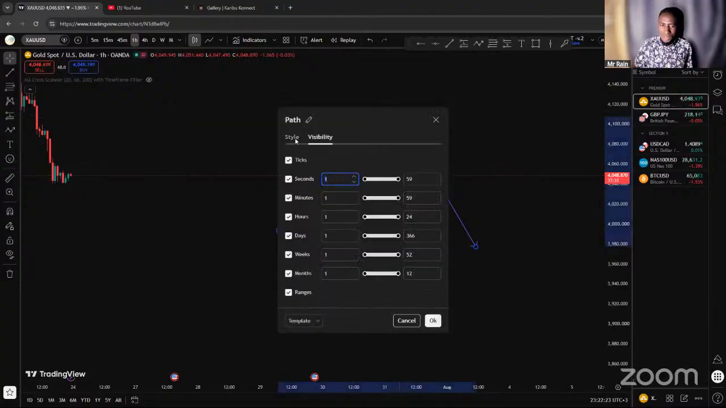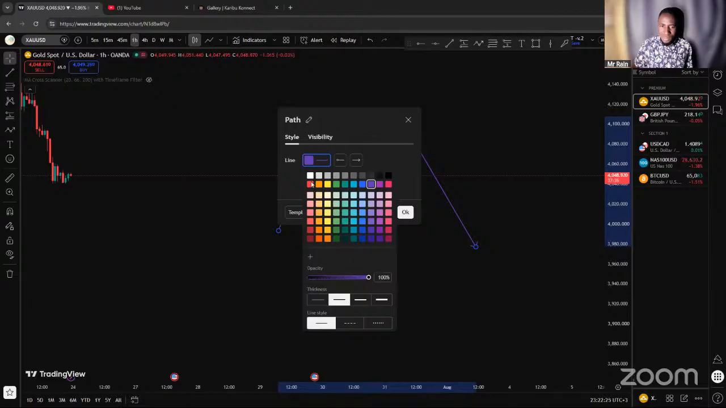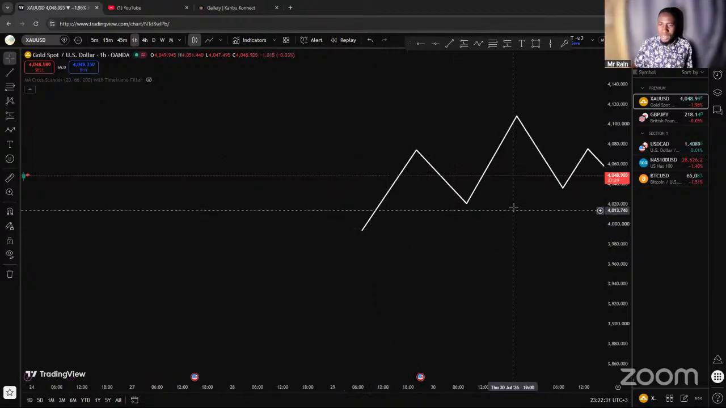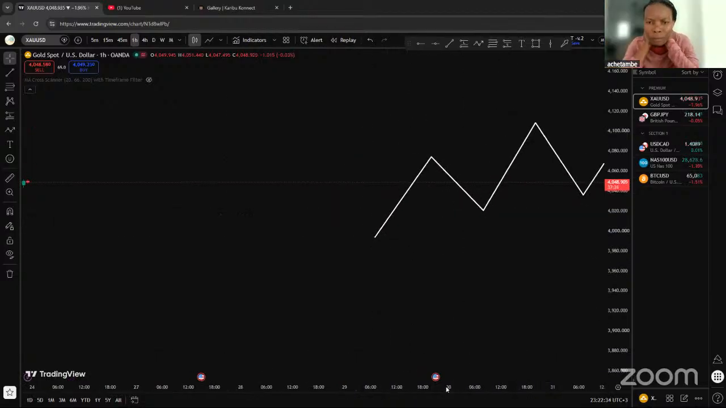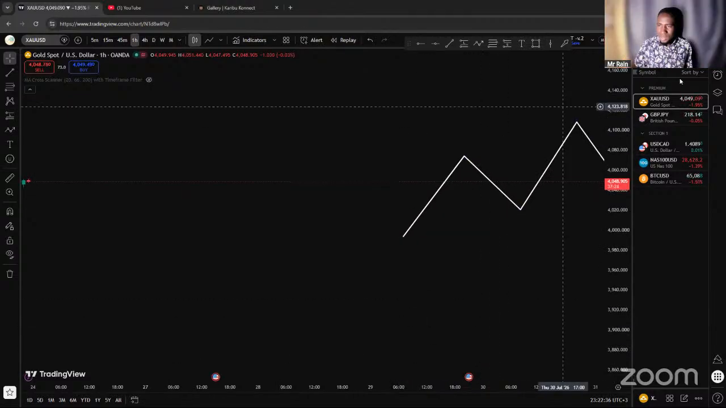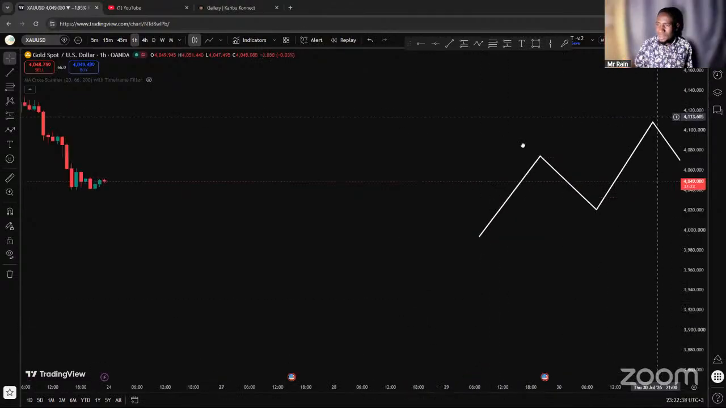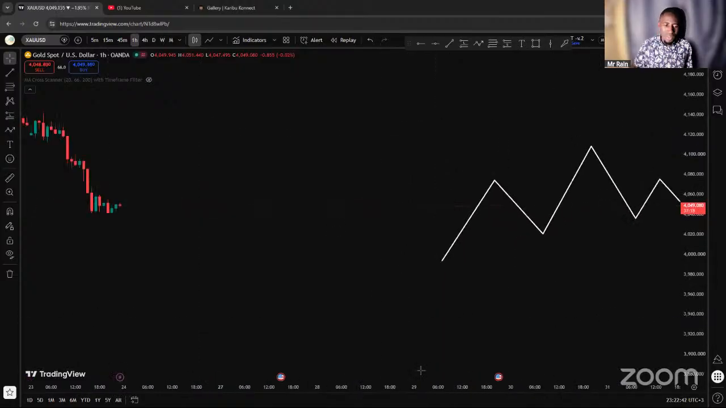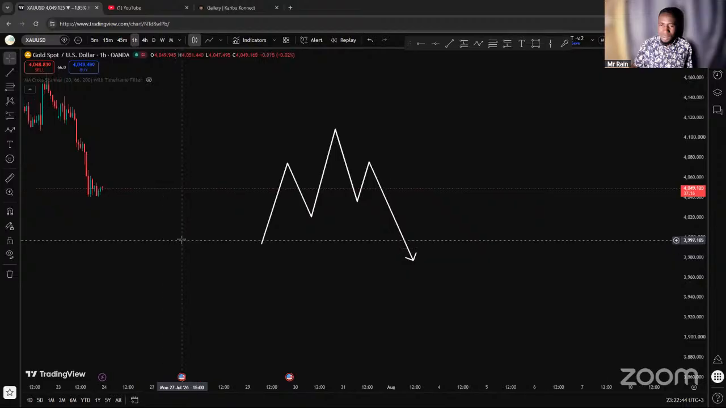Okay, let me now change this color. I hope you can see that. Yeah, you can see it. What is happening? My thing is not moving.